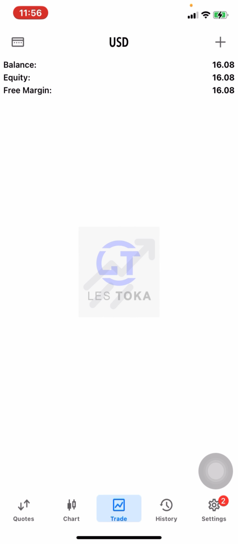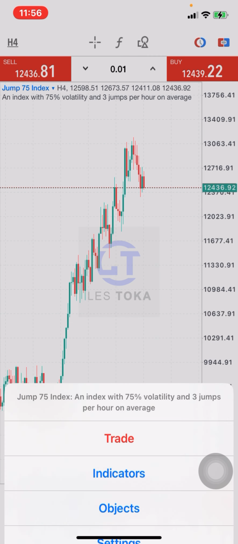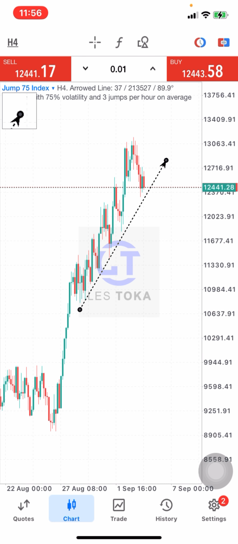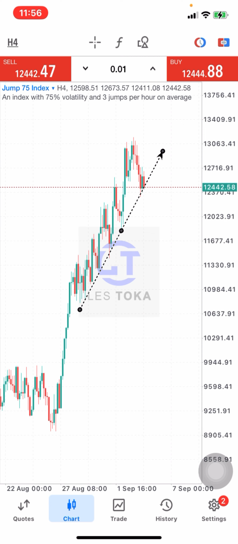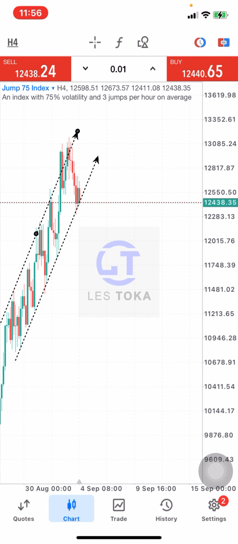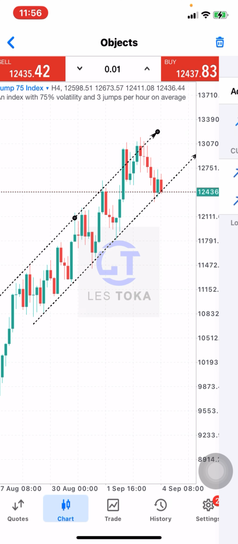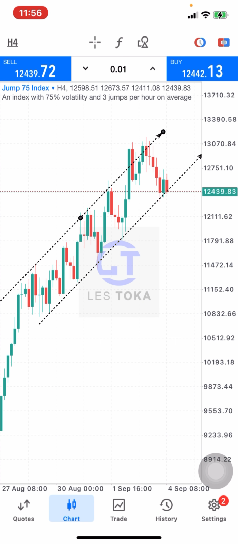On the previous trade, we managed to close at $16.08. So our account is still here, and right here I've got another setup on Jump 75 index. These jumps are very volatile, very dangerous for such a small account. But I'm just going to go ahead and just enter.